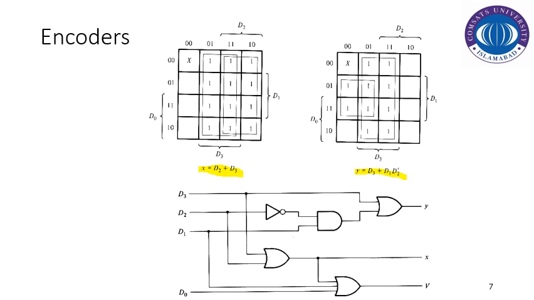If we see in the map for X, we've got two distinct groups of 8 cells each, and for Y also we've got two distinct groups. One contains 8 cells, and one contains 4 cells, and we got simplification terms from those maps, and we have implemented these simplified expressions in this logic diagram.